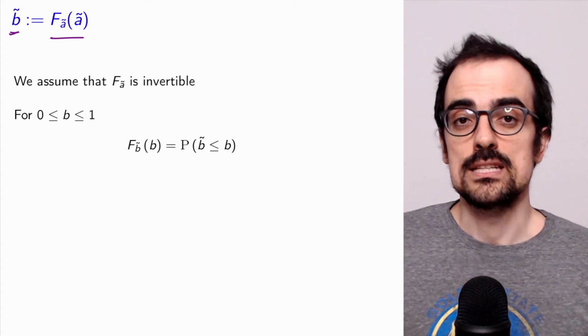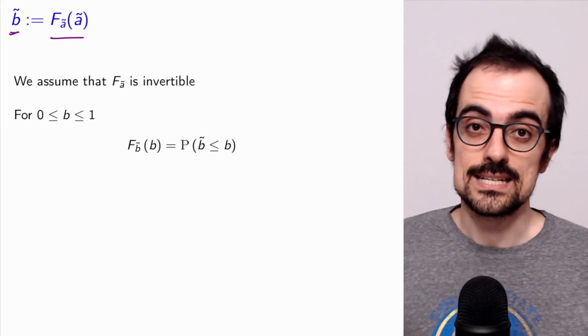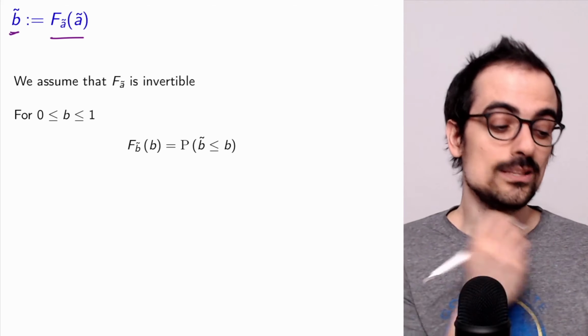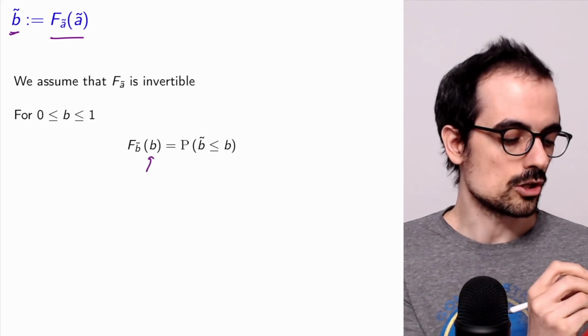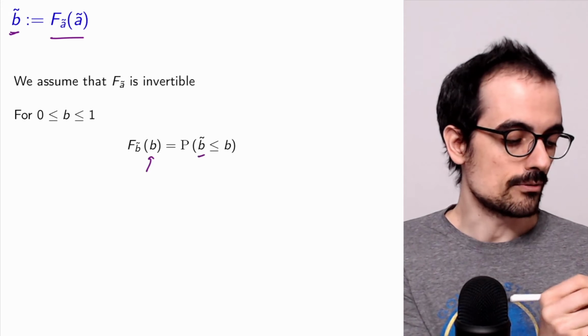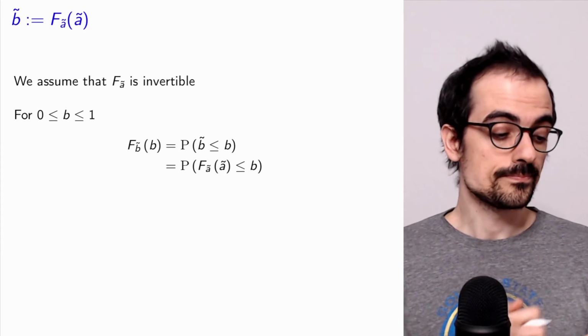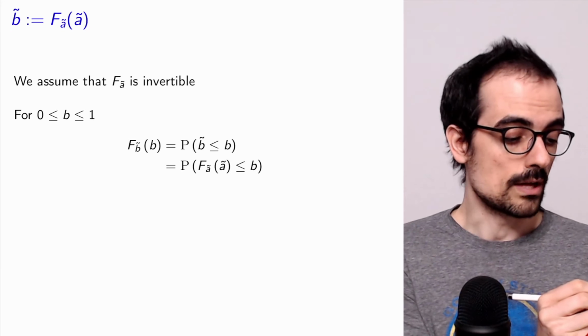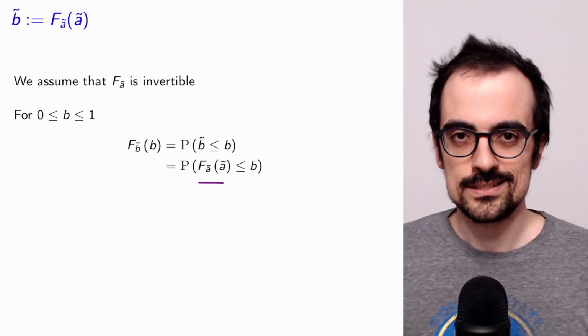How do we characterize the distribution of a random variable? We often start with the CDF because it has a very easy, very intuitive interpretation in terms of a probability. What's the CDF at a certain constant? Well, it's the probability that the random variable is less than or equal to that constant. Now we plug in the value of the random variable, or rather the expression of the random variable in terms of the random variable A.